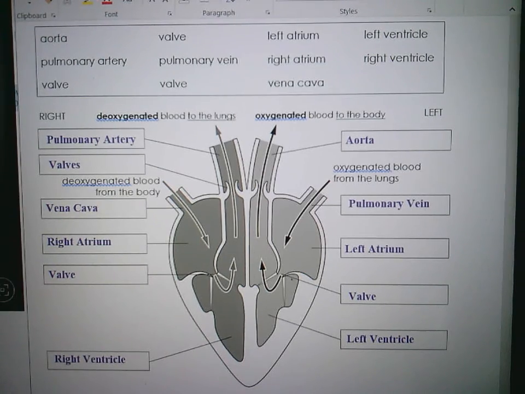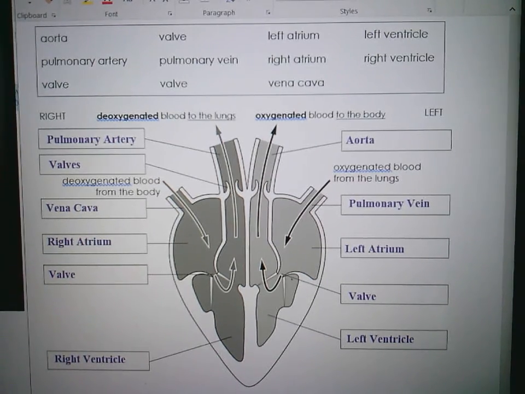Hello, so you need to be able to do the cardiac cycle, and there's two parts to it. The part that you knew at GCSE and just need a reminder of, and the second part which is harder that you possibly didn't do. So I'm going to recap very quickly what you did at GCSE.